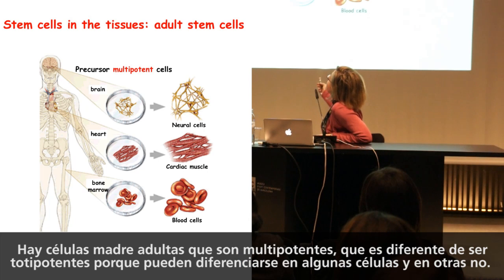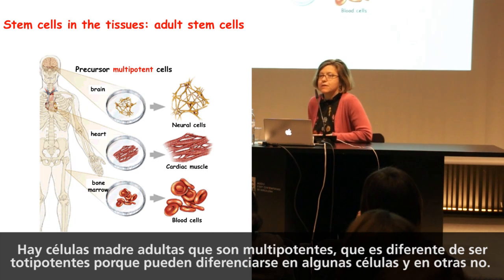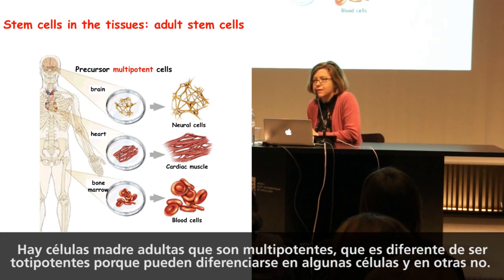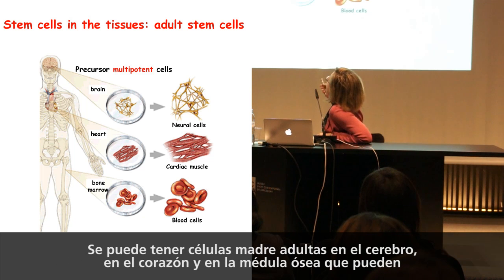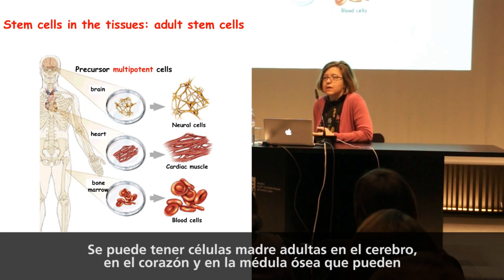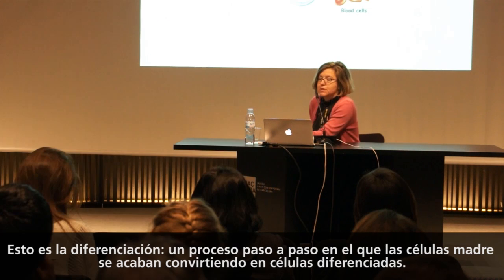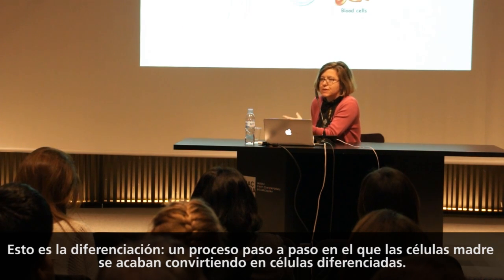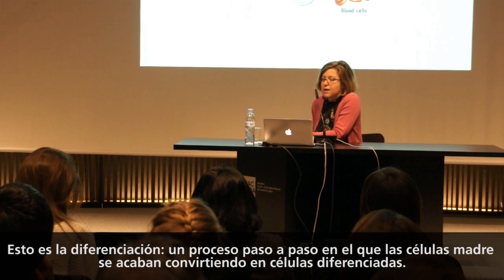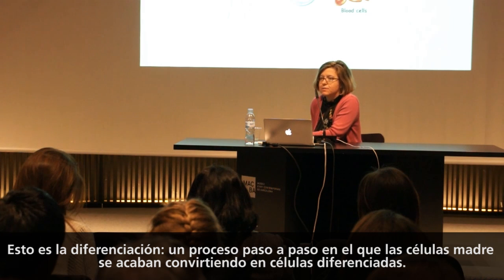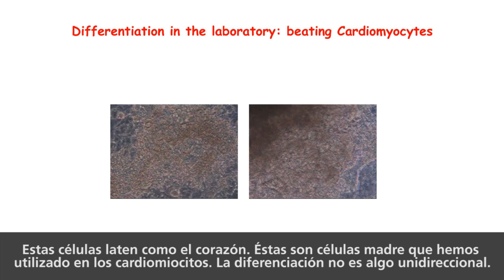There are adult stem cells that are multipotent, which is different from being totipotent, because they can differentiate into some cells and not others. You can have adult stem cells in the brain, in the heart, in the bone marrow that can give rise to specific cells of that particular tissue. This is what differentiation is. It is a step-by-step process in which a stem cell becomes more and more committed until it becomes a differentiated cell.